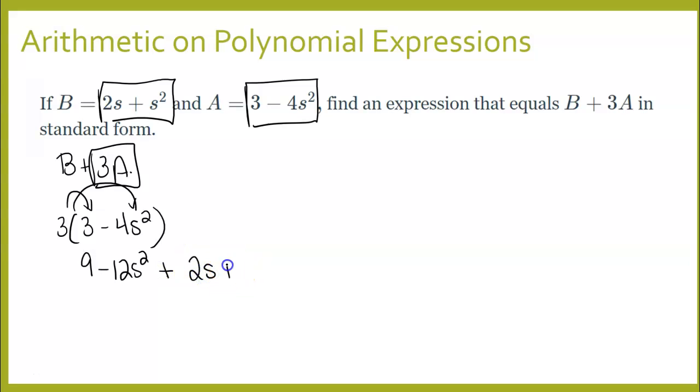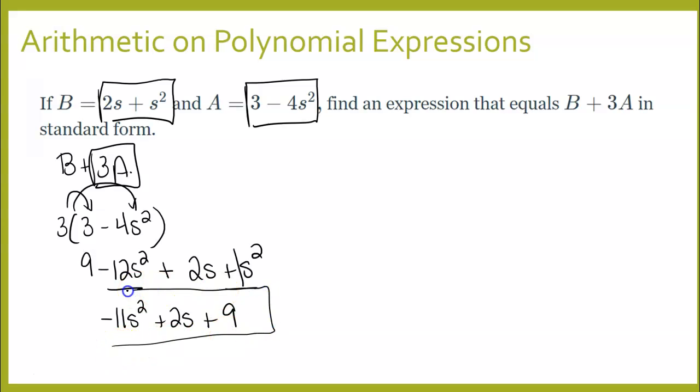b is 2s plus s squared, and I need to combine my like terms. There was an invisible 1 there. Negative 12 plus 1 is negative 11s squared plus 2s, and then that's a positive 9, so I bring that down. And we're done. There are no more like terms, and there is no equal sign.